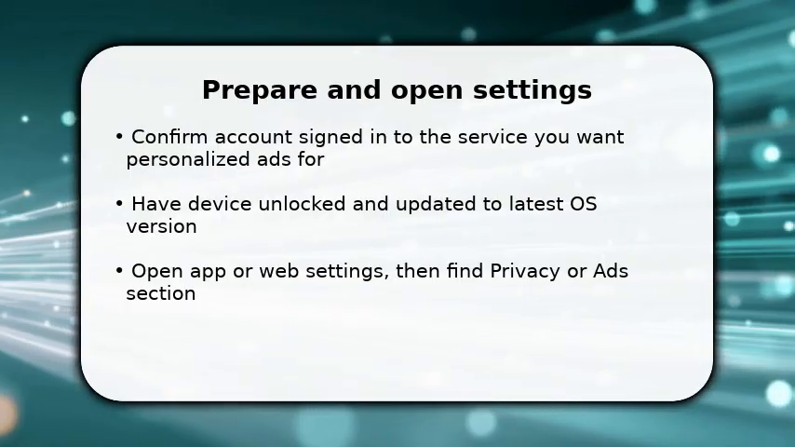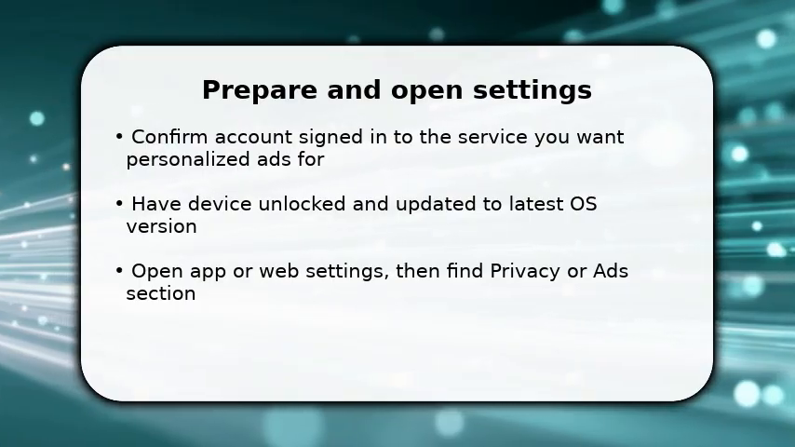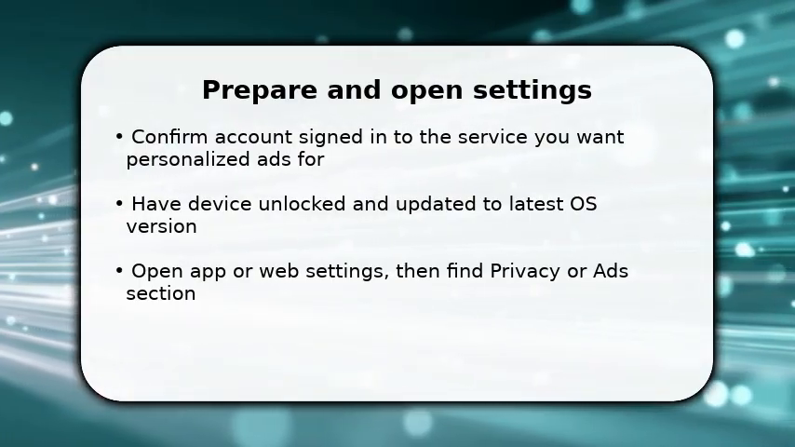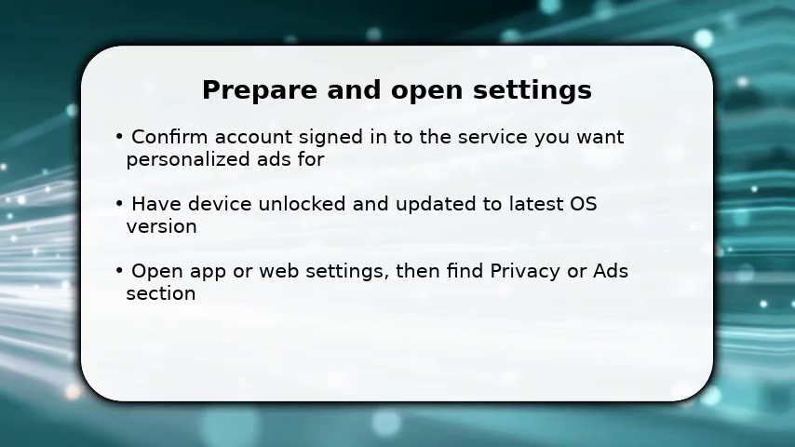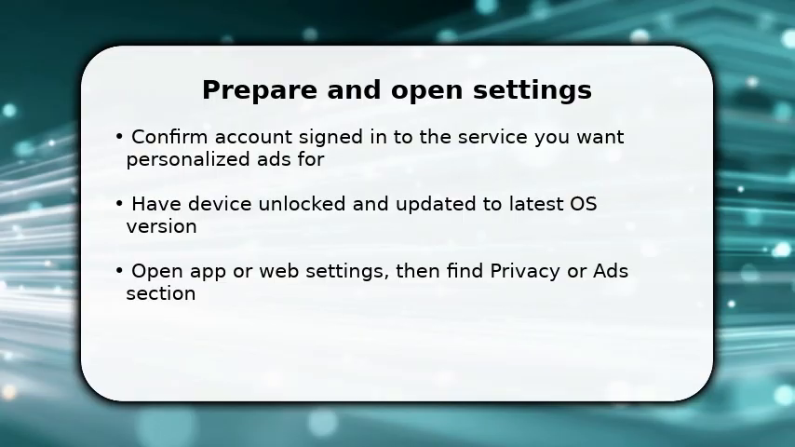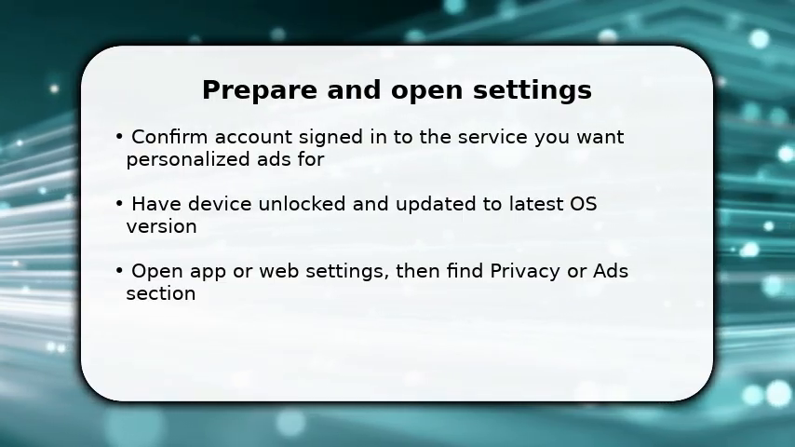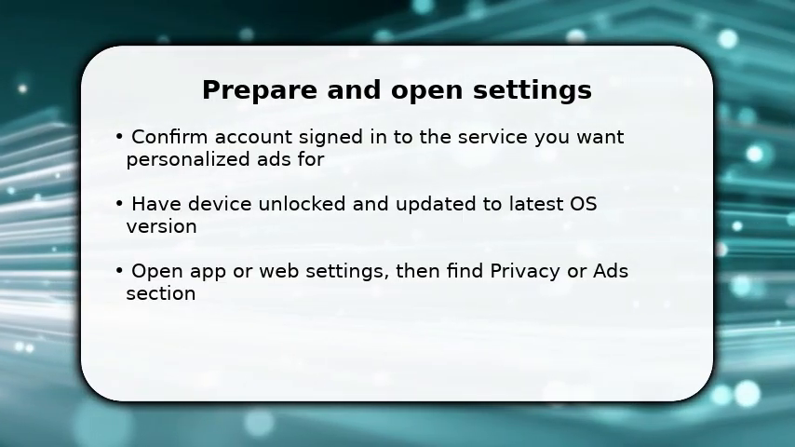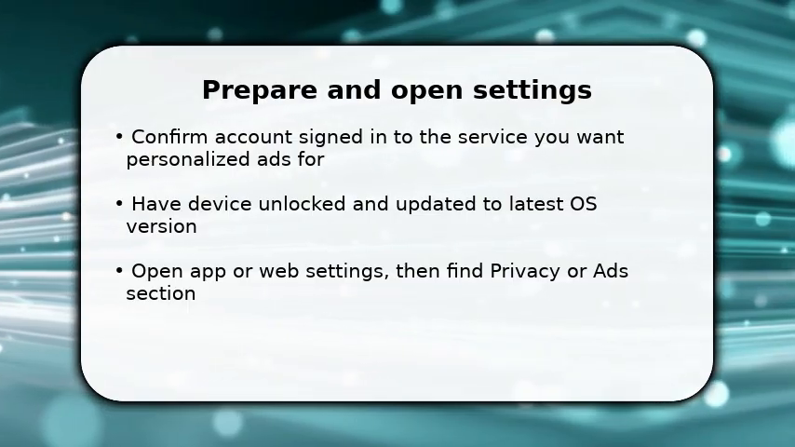You start by confirming you're signed in and have the account that will receive personalized ads. Once done, unlock your device and update the app or OS so options appear. Open the app or website, then go directly to Settings, look for Privacy or Ads. This is where control lives.